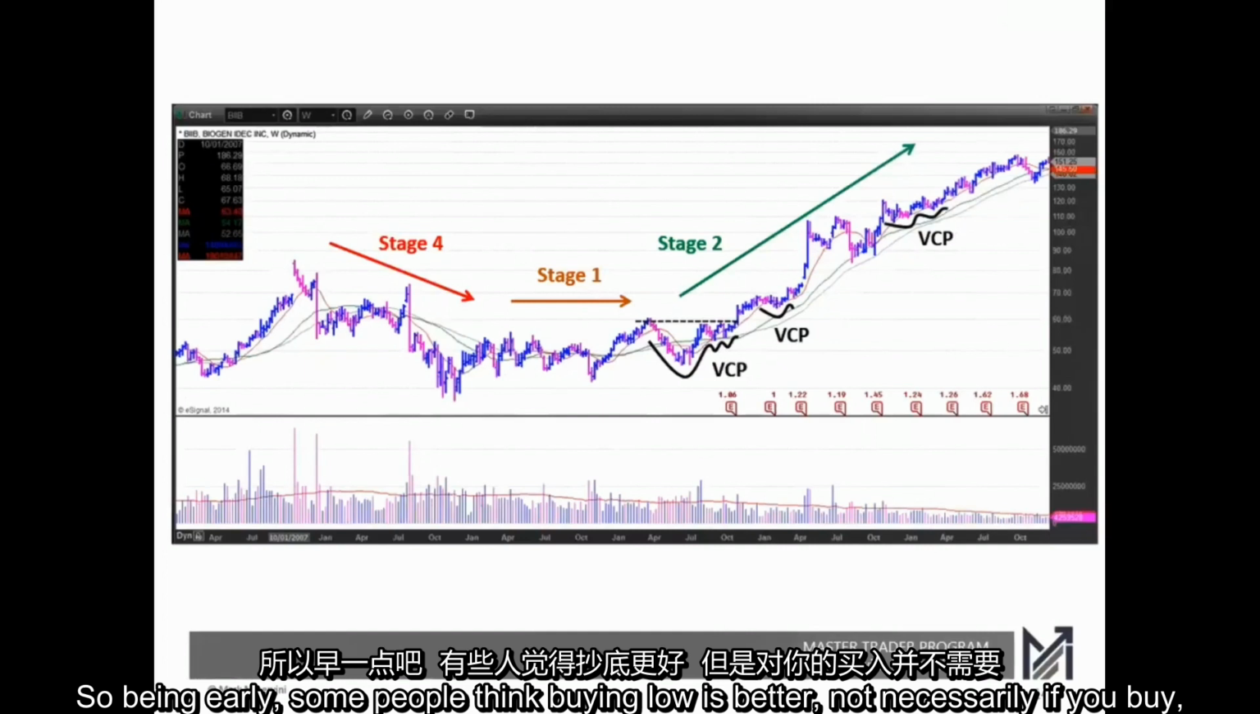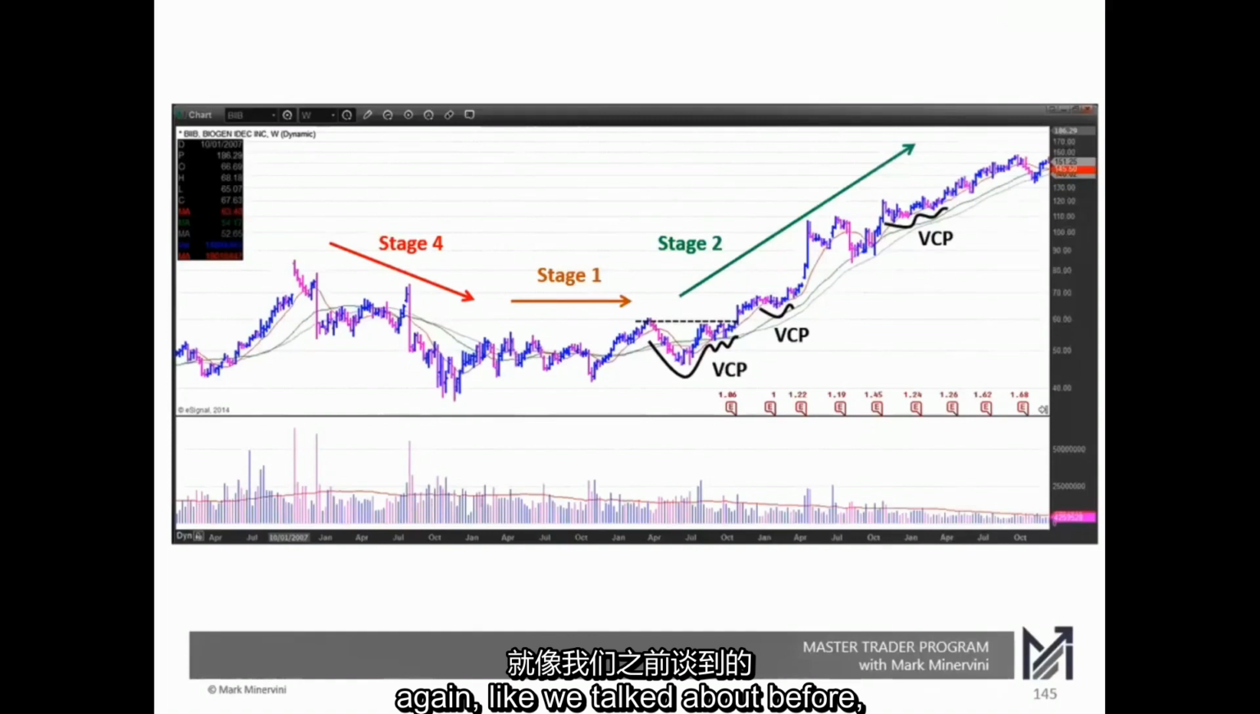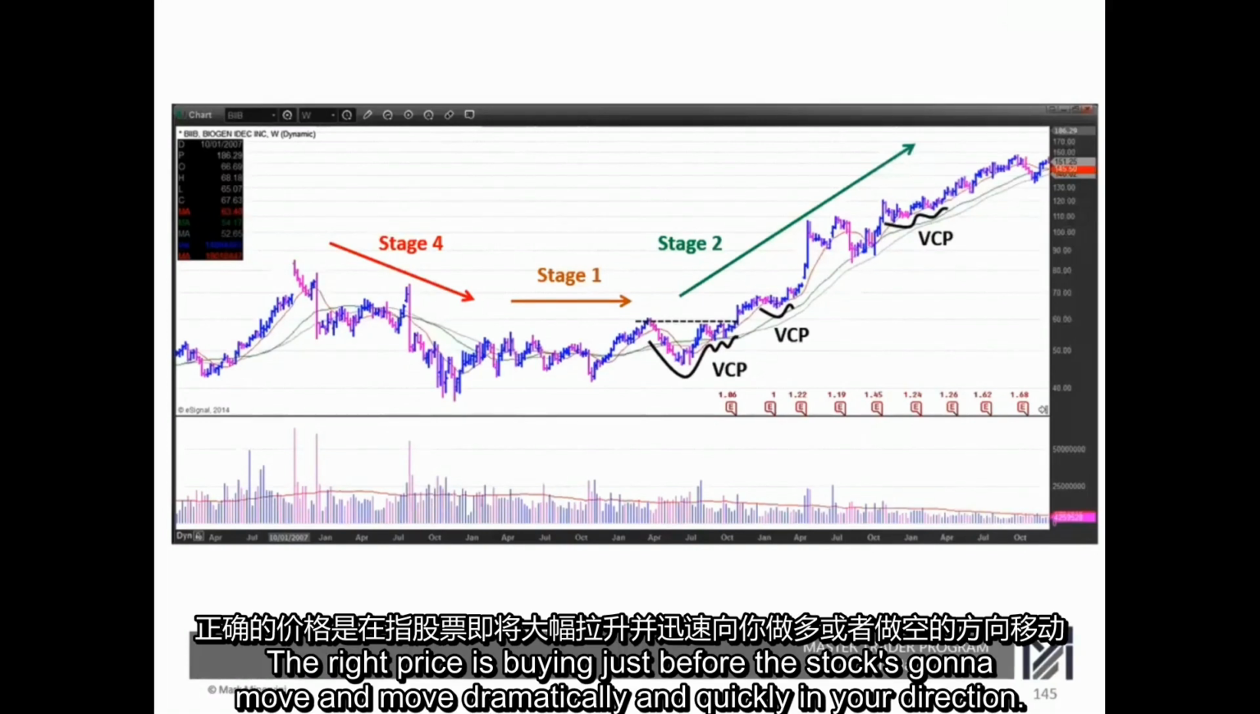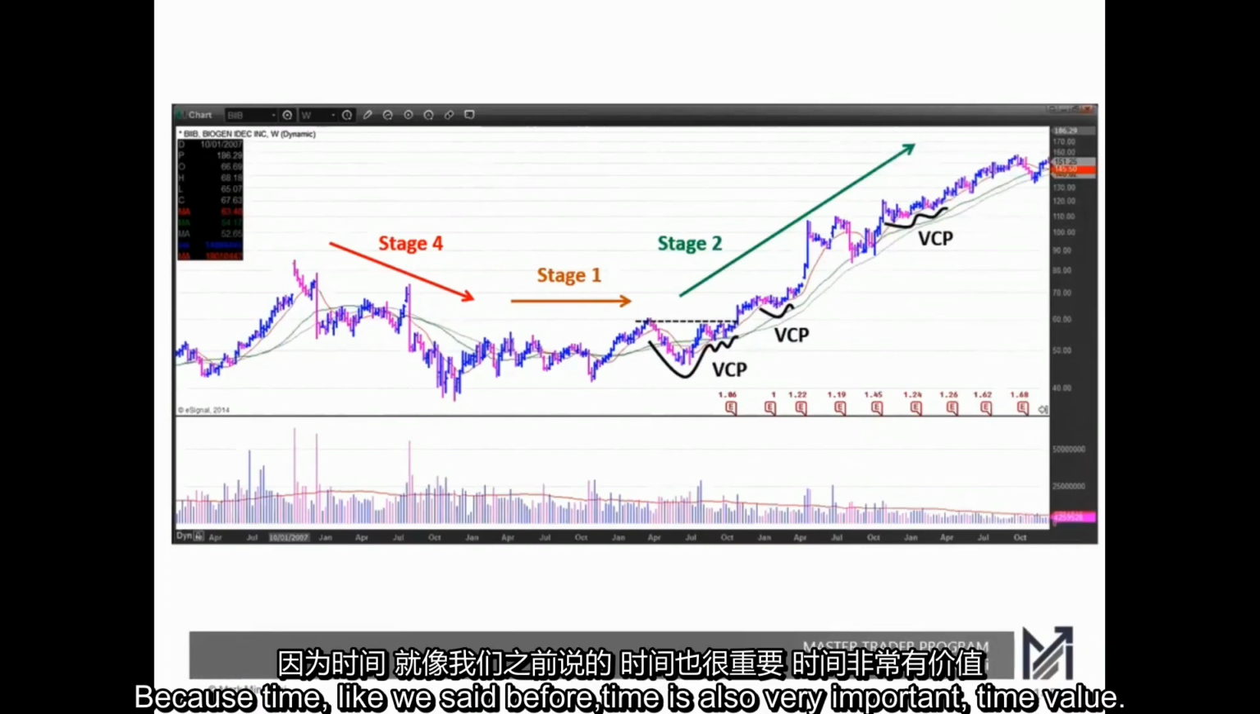So being early, some people think buying low is better. Not necessarily. Like we talked about before, you don't want to buy at the lowest price. You want to buy at the right price. The right price is buying just before the stock's going to move and move dramatically and quickly in your direction. That's the right price, because time, like we said before, time is also very important, time value.